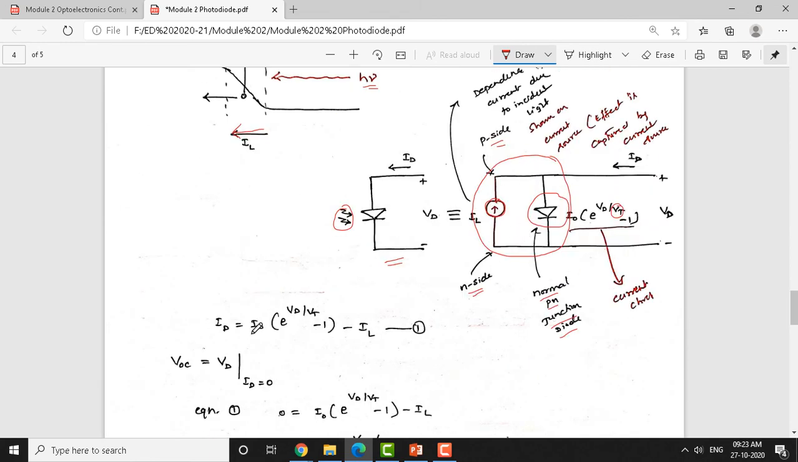Now, let us take the total current flowing through the solar cell. You can see here the current ID due to the diode behavior, which flows because of this Vd, and due to the incident light, IL is flowing. Both are going to be opposite in direction. So, the total current here is nothing but I naught into e to the power of Vd by Vt minus 1, minus IL. Call this equation 1.